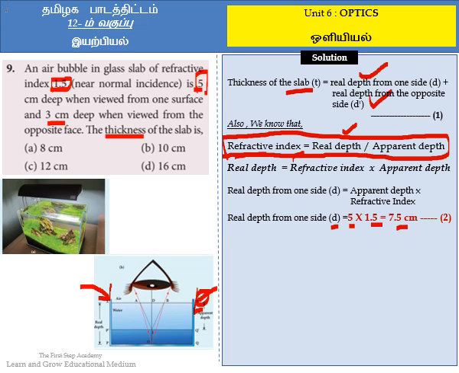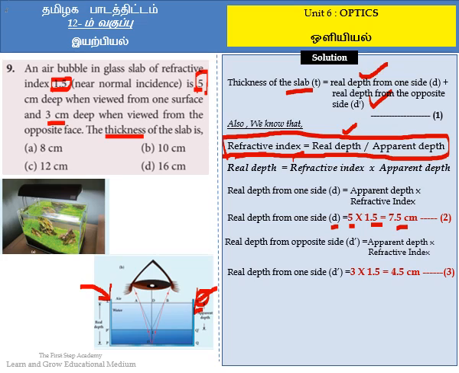In the same way, we can calculate the real depth from the opposite side, which I have taken as D dash, where the apparent depth from the opposite side is 3 centimeter. The refractive index is 1.5. So the product of refractive index and the apparent depth, 3 into 1.5, is equal to 4.5 centimeter. Now substitute these two values, 2 and 3, in equation 1.